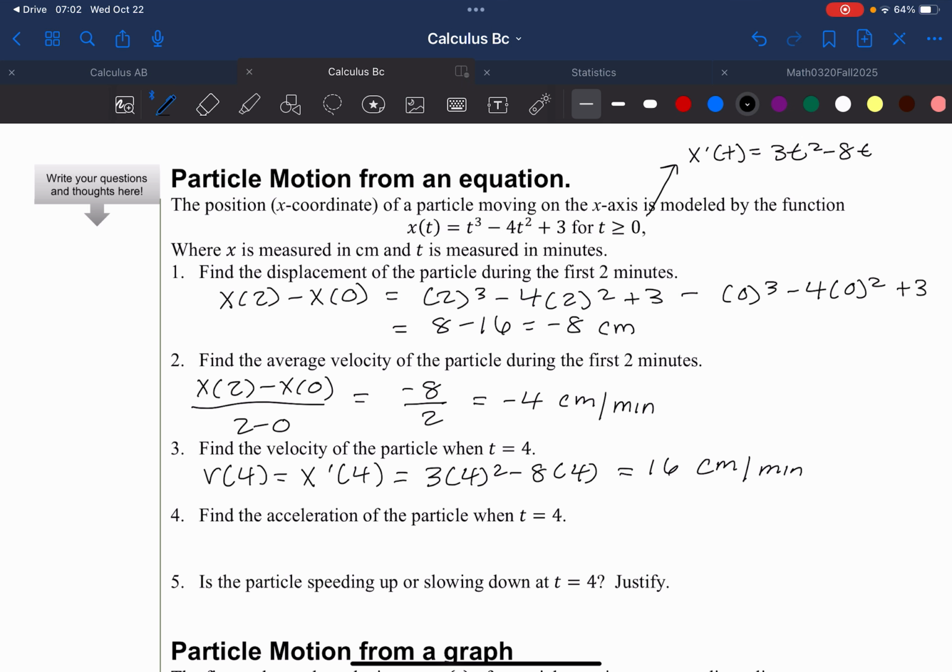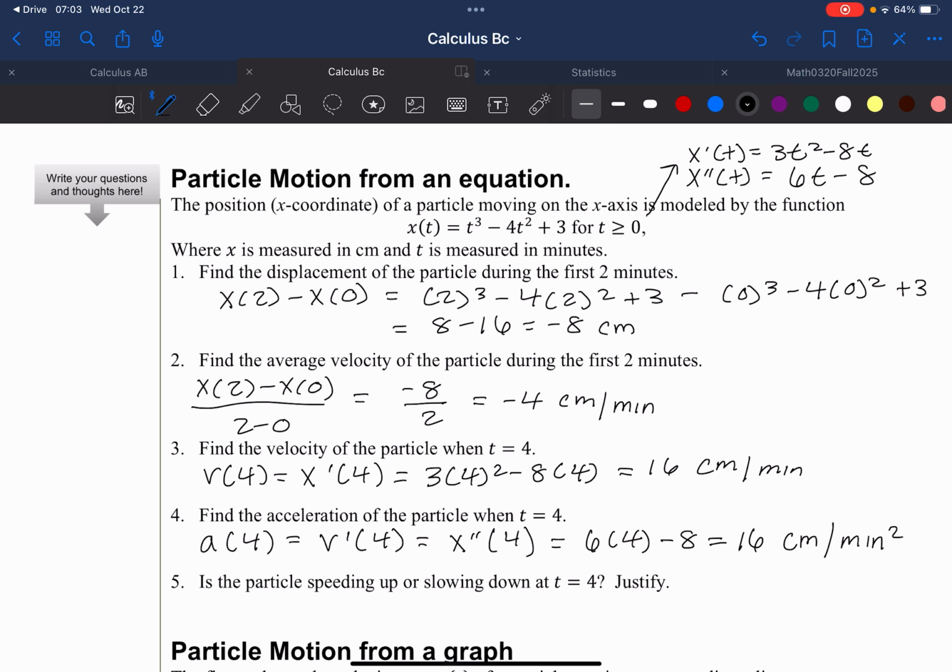Then it says find the acceleration of the particle at t equals 4. Well, acceleration, so a of 4, is equal to the first derivative of velocity at 4, which is equal to the second derivative of the position function at 4. So I'm going to take the second derivative up at the top here, and I get 6t minus 8. So I'm going to plug in 4, so 6 times 4 minus 8 gives me 16. This is going to be 16 centimeters per minute squared.